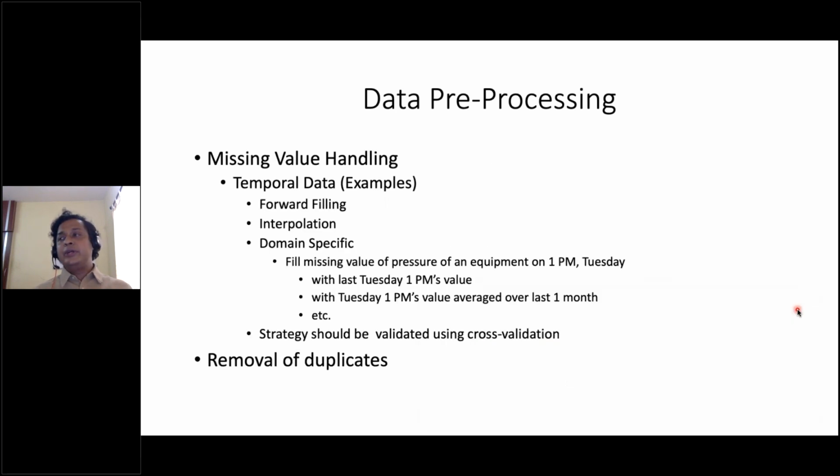Now, these are the IoT data, right? These are all IoT data. And I think I'm running out of time. Okay, let me rush a little bit.